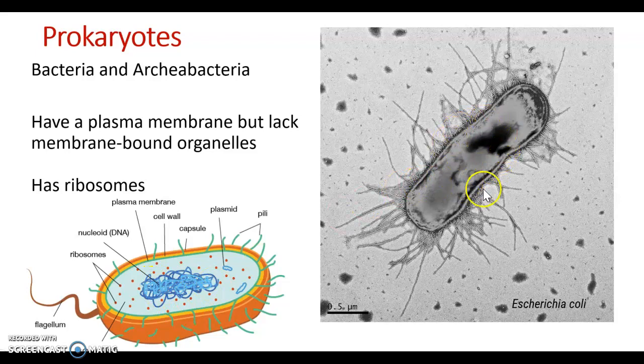In this image of the E. coli bacteria, a prokaryotic organism that we've probably all heard about, this black blob here in the middle is the DNA, not bound by a membrane. So this is a prokaryotic cell. Interestingly, prokaryotic cells do have ribosomes. So that is an organelle that we will see in a eukaryote as well that also exists in our prokaryote.